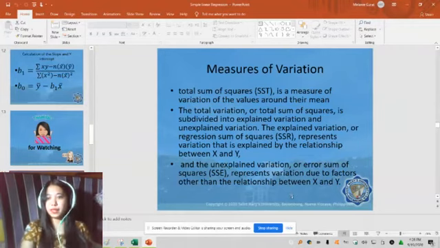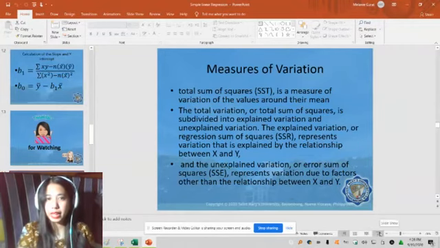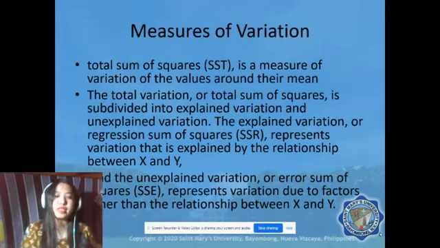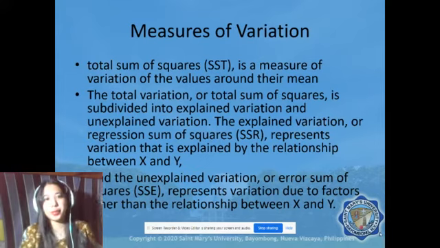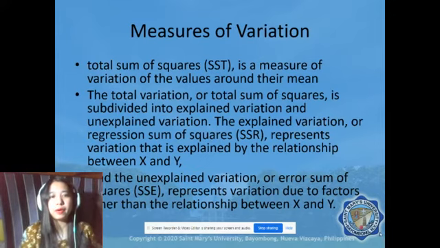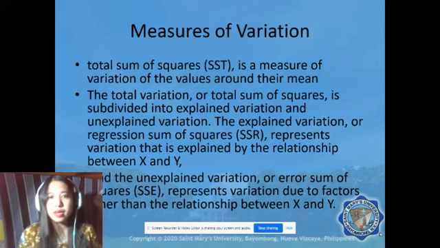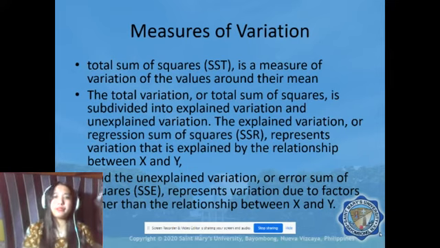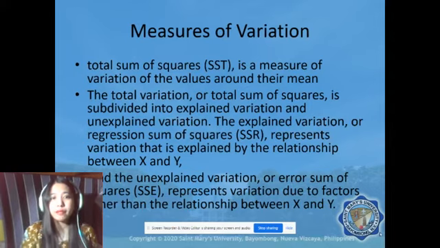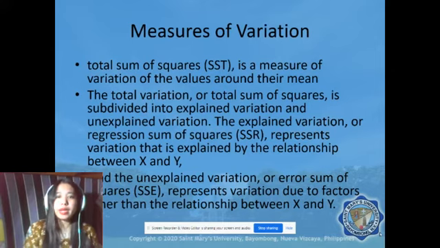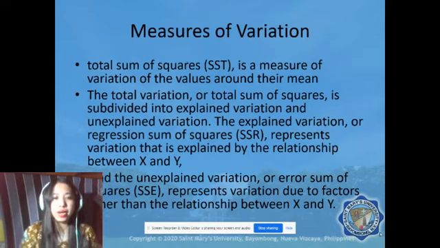Hello, so in this video, we are going to continue our lesson in simple linear regression. The next topic is the measures of variation. We have the following terminologies, like total sum of squares. It is a measure of variation of the values around their mean. Total variation, or total sum of squares, is subdivided into explained variation and unexplained variation.